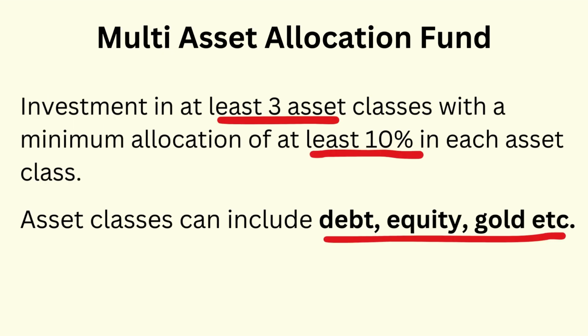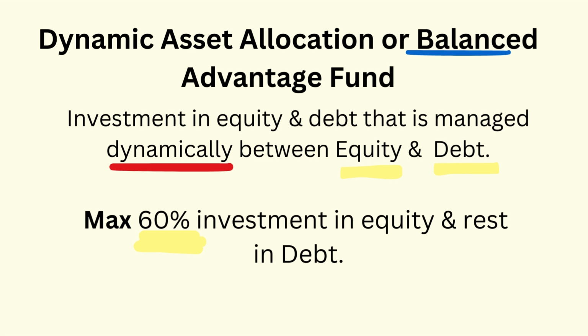Going to multi-asset allocation fund. In this, investment is done in at least 3 asset classes with a minimum allocation of 10% in each asset. The assets can include debt, equity, gold, etc. Coming to dynamic asset allocation or balanced advantage fund. Here investment is done in equity and debt, managed dynamically by the fund manager between equity and debt. Here the maximum investment in equity is 60% and the rest is in debt.